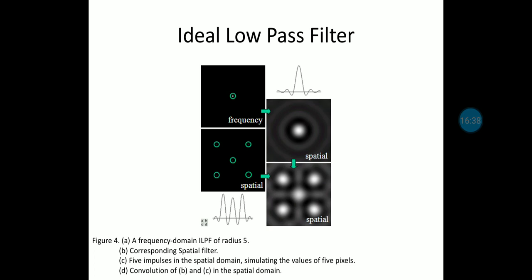The last picture shows the convolution of those 5 impulses in the spatial domain with the given filter. So we are able to see the convolution of those two, resulting in the spatial domain.